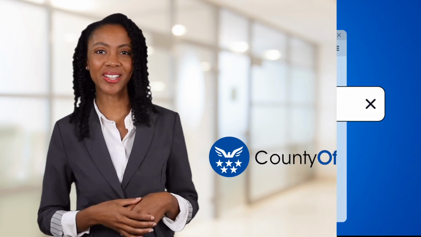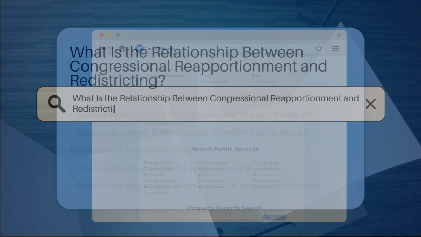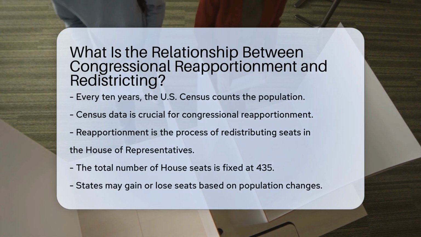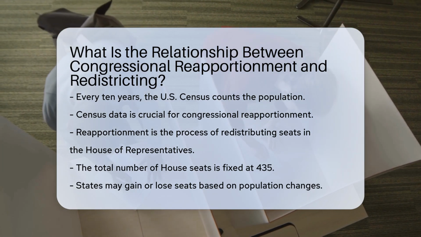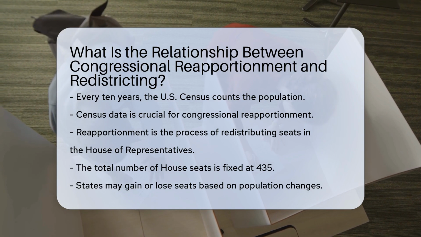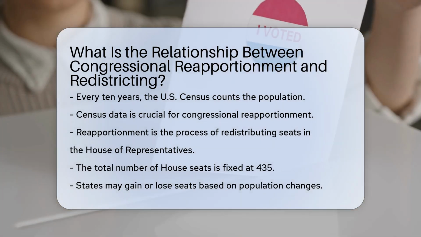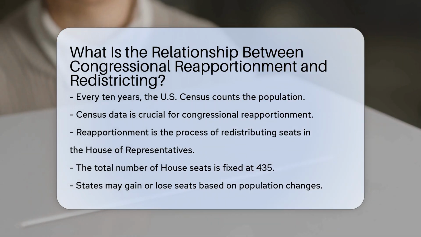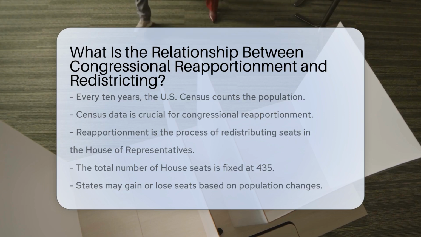Let's get started. What is the relationship between congressional reapportionment and redistricting? Every 10 years, the U.S. Census counts the population. This census data is crucial for congressional reapportionment. Reapportionment is the process of redistributing seats in the House of Representatives. The total number of House seats is fixed at 435. States may gain or lose seats based on population changes.